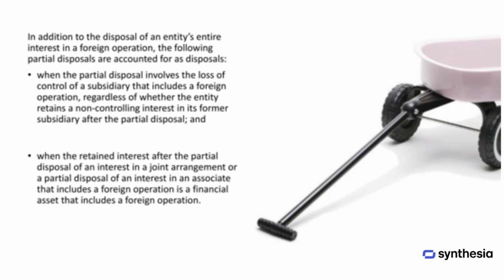Second, if after a partial disposal of an interest in a joint arrangement or an associate that includes a foreign operation, the remaining interest is a financial asset, this too is treated as a disposal. In both cases, these partial disposals require similar accounting treatment as a full disposal of the foreign operation.